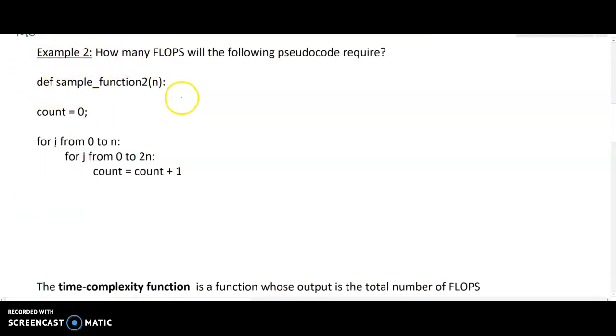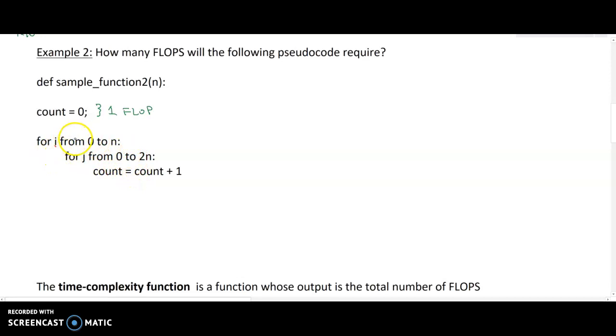In this next example, we want to do the same thing. How many flops will the following pseudocode require? So our function here is called sample function 2. Again, it has an input of n. The first thing that we're going to do is make an assignment. So that's going to require 1 flop.